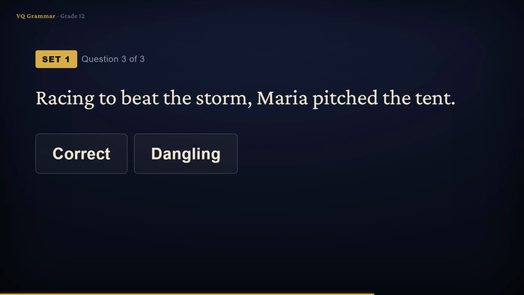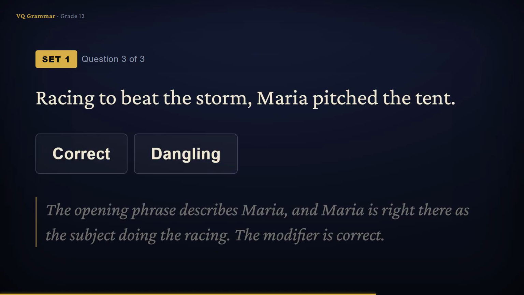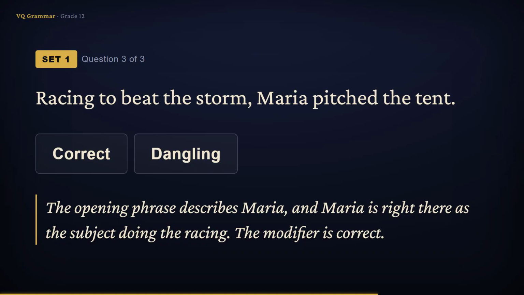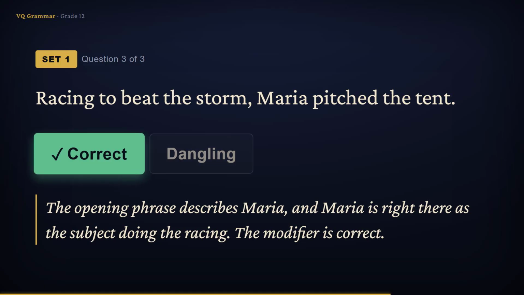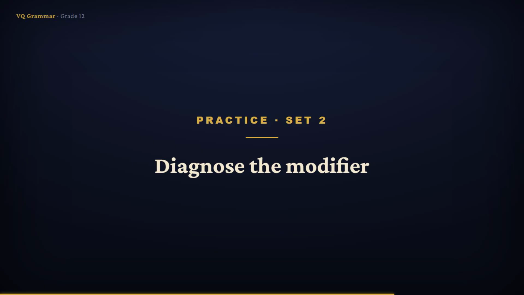Racing to beat the storm, Maria pitched the tent. Who was racing to beat the storm? Maria, and there she is, the subject, sitting right after the phrase, ready to be described. The doer is present and in the right spot, so nothing dangles and nothing is out of place. This sentence is correct.